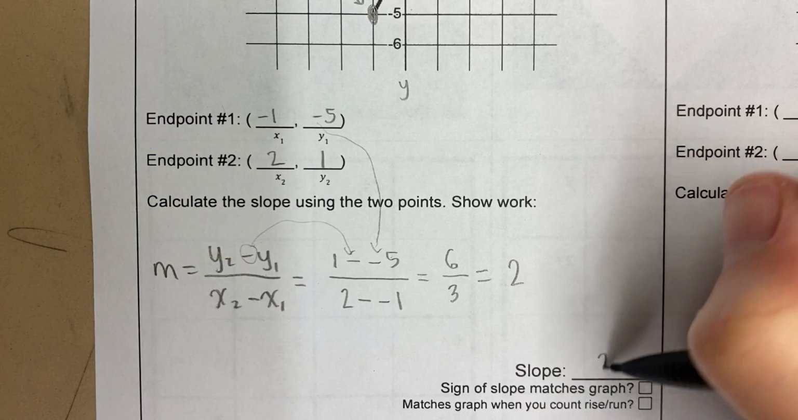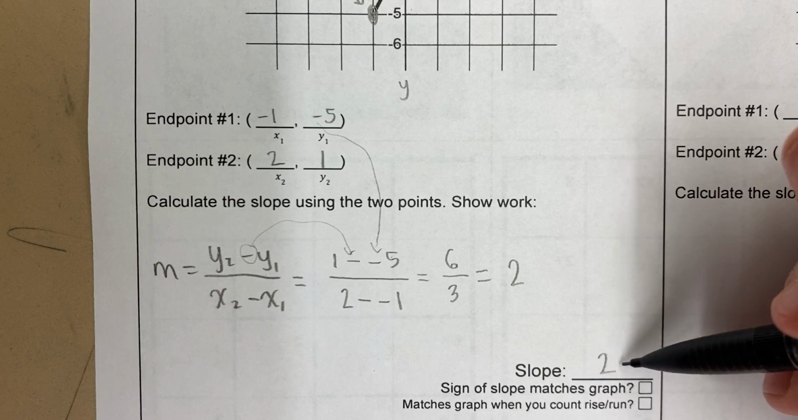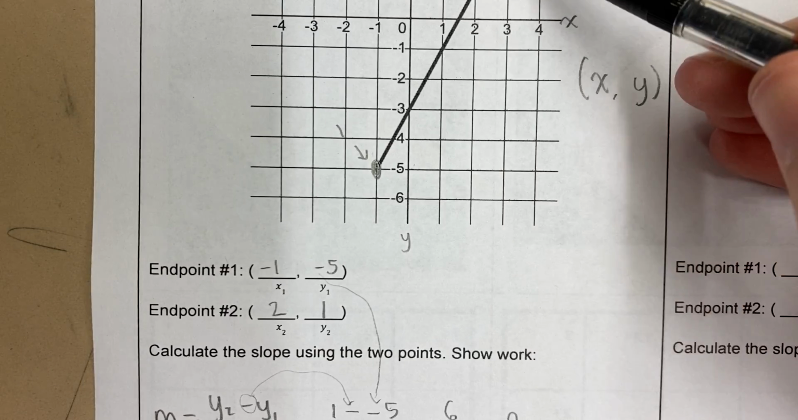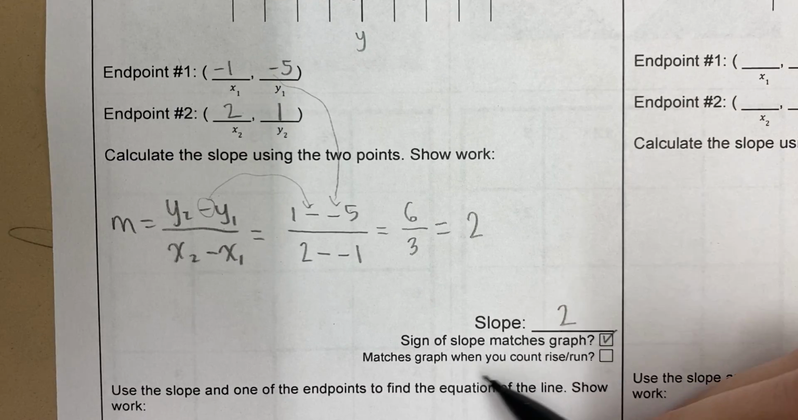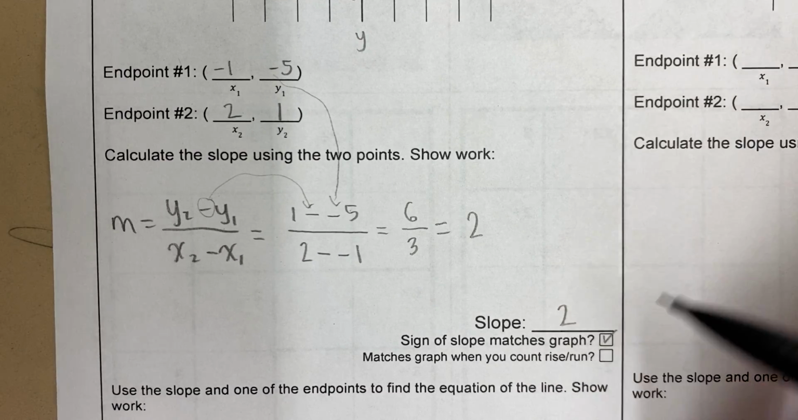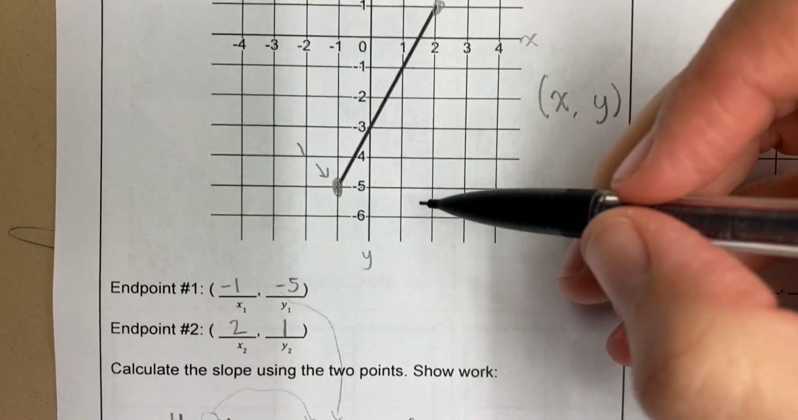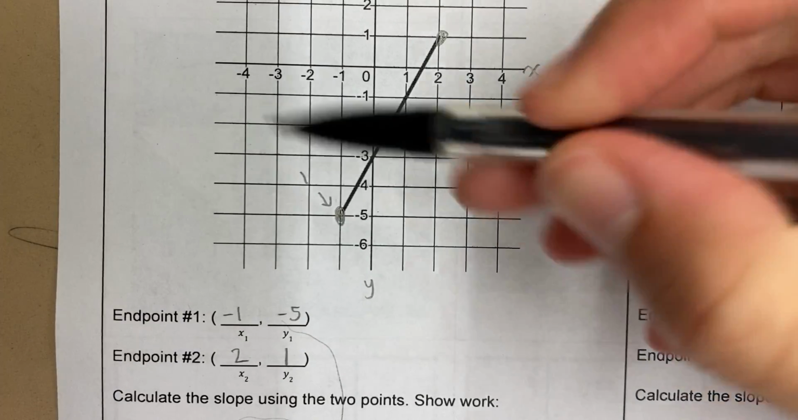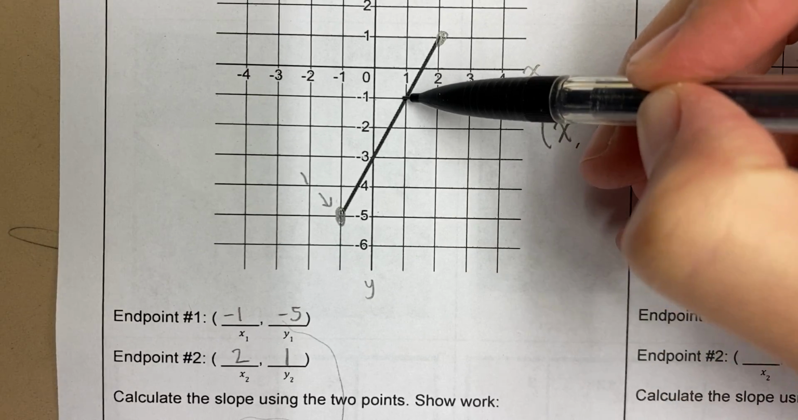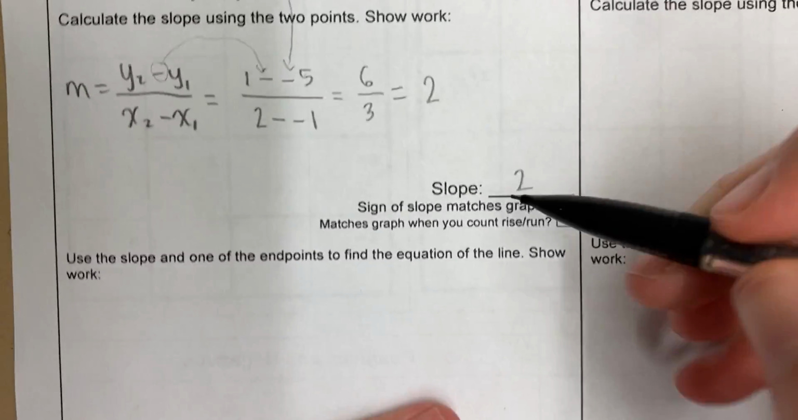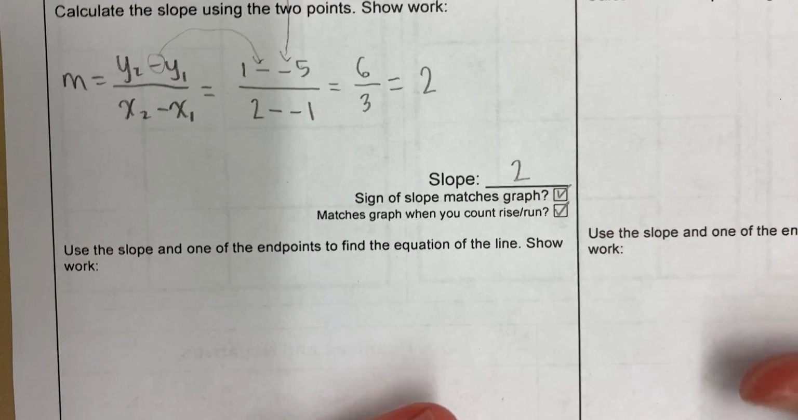The slope's 2. Now look, does the sign of the slope match the graph? I got a positive slope. Is this a positive slope? Yes, it is. It goes uphill from left to right. Check this box. Does the slope match the graph when you count rise over run? Let's look. The slope I got is 2 over 1, right? Which is the same as 2. So if I start here and I go up 2, right 1, looks good, I land on the line. Up 2, right 1, looks good, I land on the line. So I'm going to check this box.